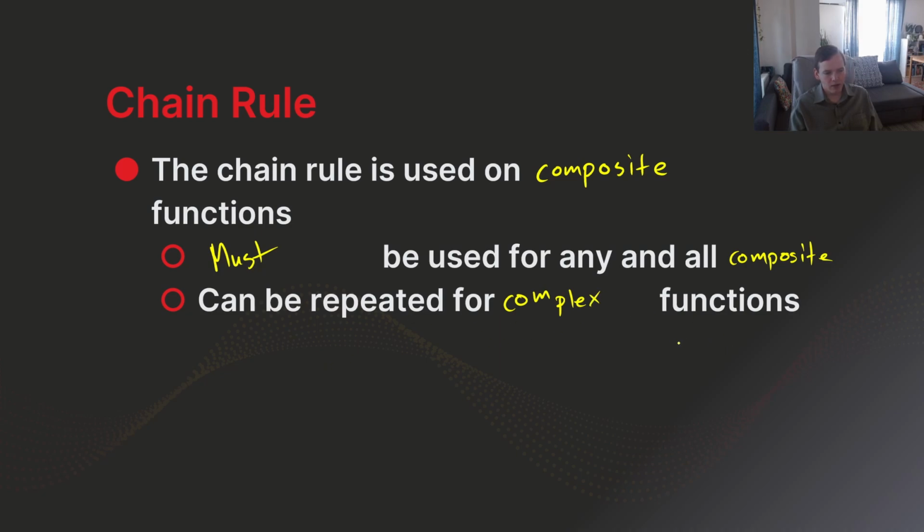So if you have, for example, the basic composite function, which is f of g of x, but if you have h of f of g of x, you can repeat the chain rule. You basically do the chain rule twice here, once for the f of g of x and then a second time for the g of x.